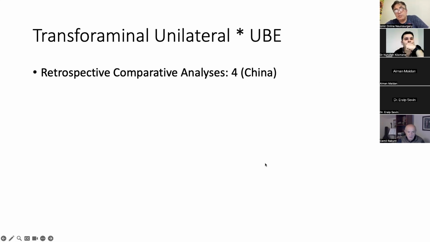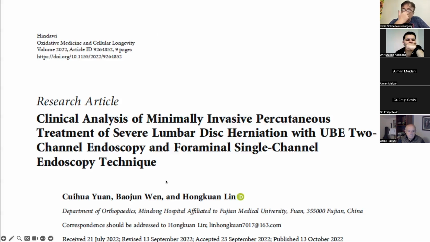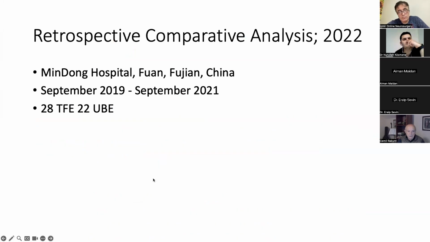When I look at the publications in the literature comparing uniportal transforaminal endoscopic discectomy with unilateral biportal endoscopic discectomy, I found 4 studies. All of these studies were retrospective comparison studies, and they all came from China. This study is from 2022. The cases were operated on between September 2019 and September 2021. There are 28 transforaminal discectomies and 22 unilateral biportal discectomies.